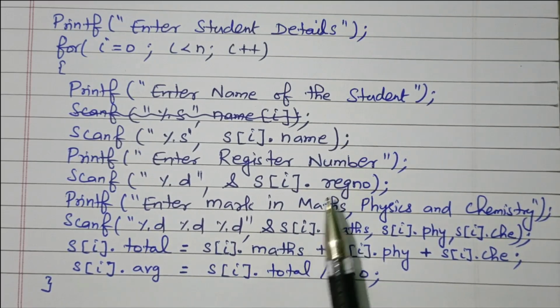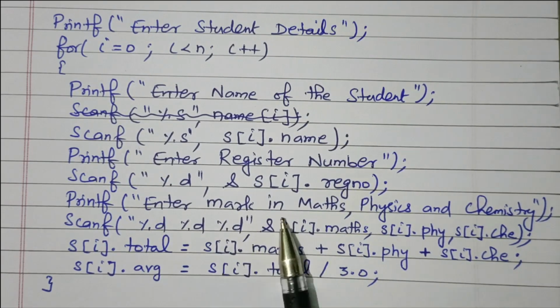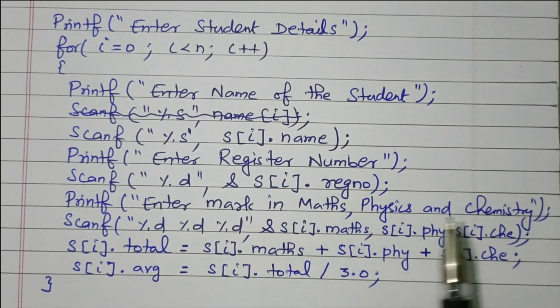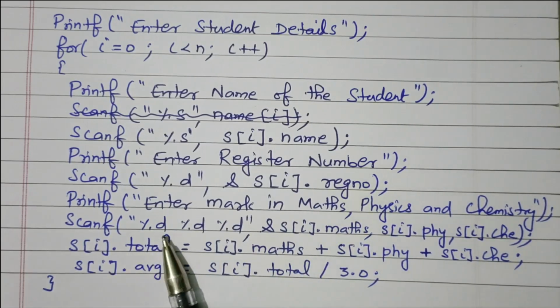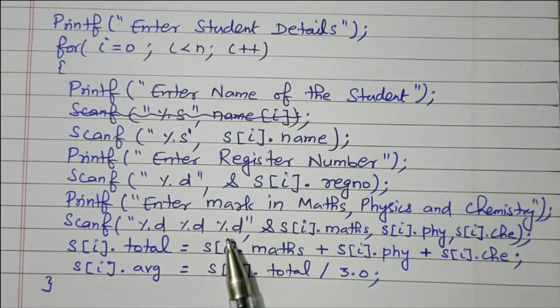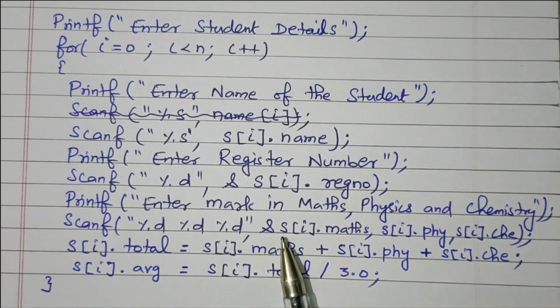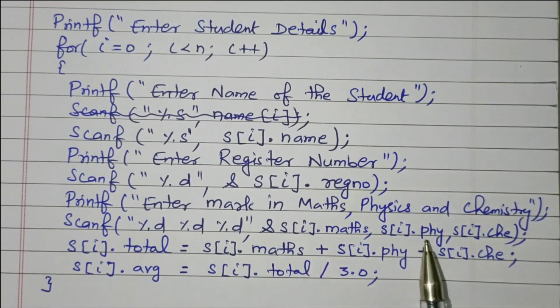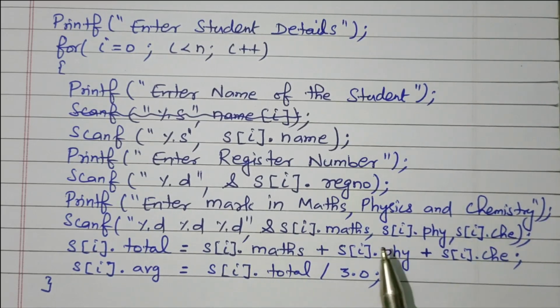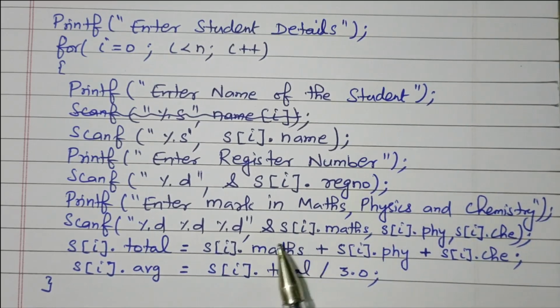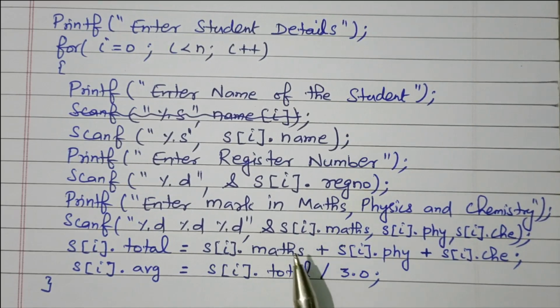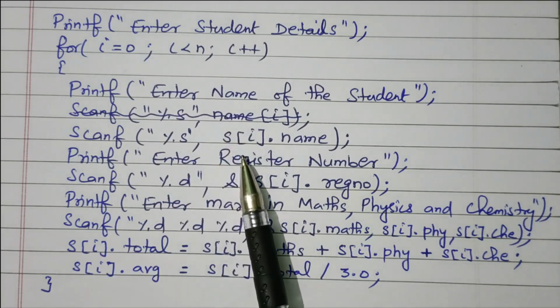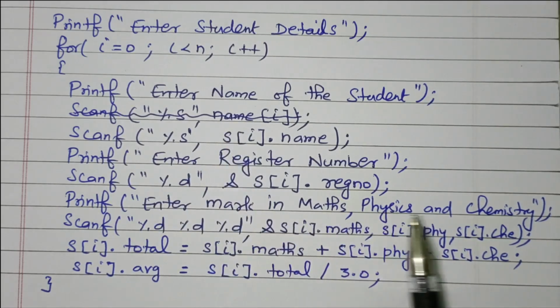Enter marks in maths, physics and chemistry. So scanf %d, %d, %d, that refers to integer type. And s[i].maths, s[i].physics, s[i].chemistry. i is now 0. So everything refers to the first student's marks in maths, physics and chemistry. Now we got the name of the student, register number, marks in maths, physics, chemistry.